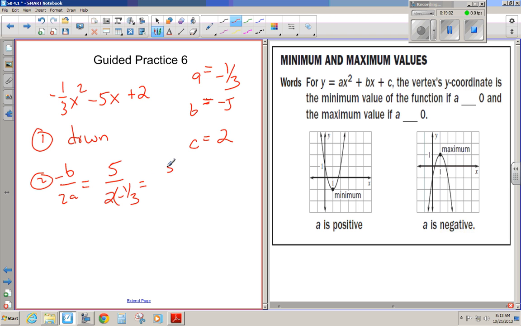That becomes 5 over negative 2/3, which ends up being negative 15 halves, which is 7.5. So once you put, I'm sorry, it should be negative 7.5. Don't forget your negatives. So once you put negative 7.5 in here and work it out, and hopefully at this point you have a calculator, the answer ends up being the y value is 20.75.